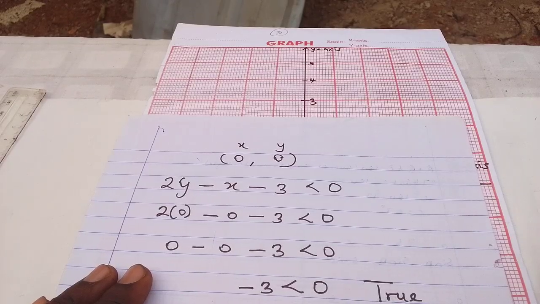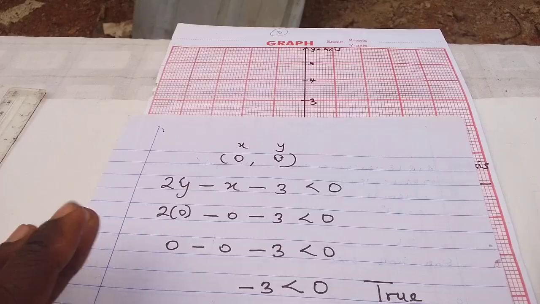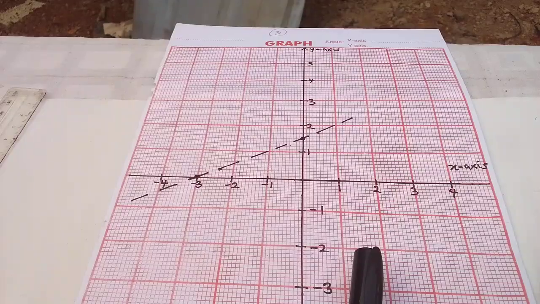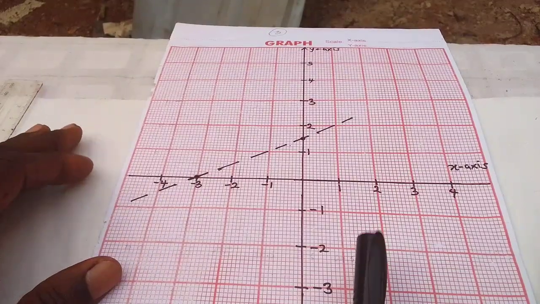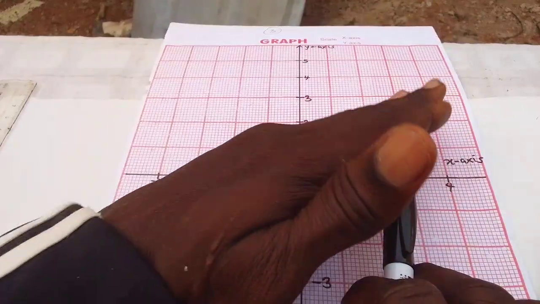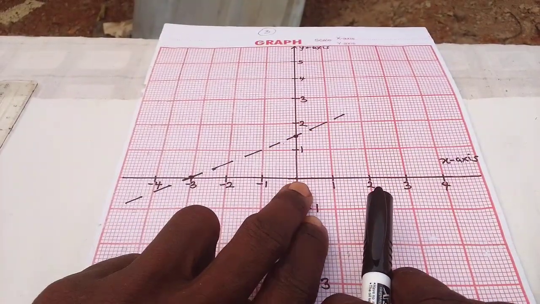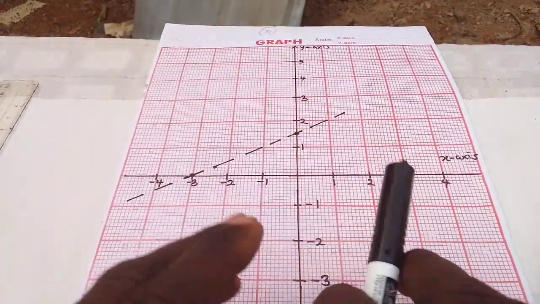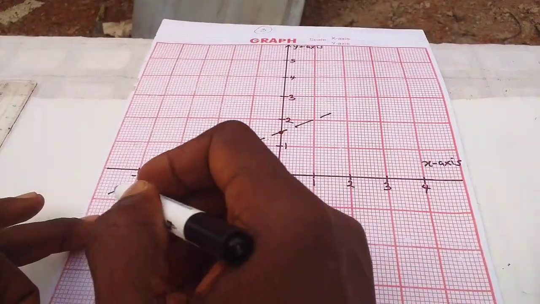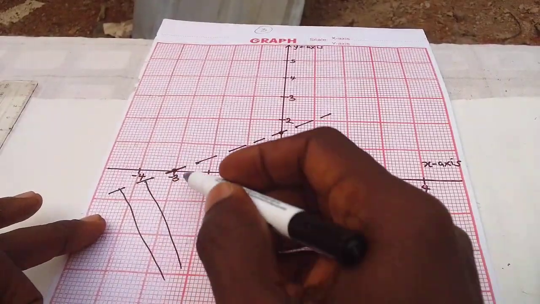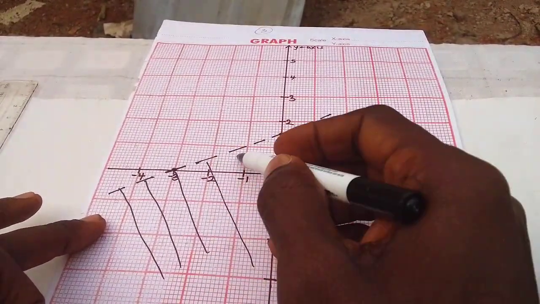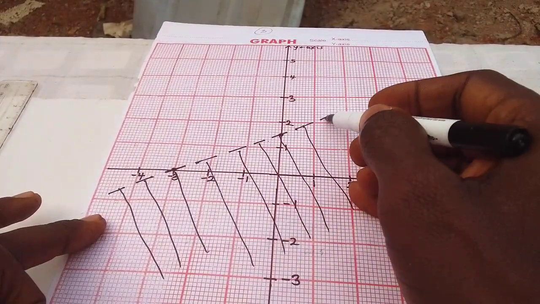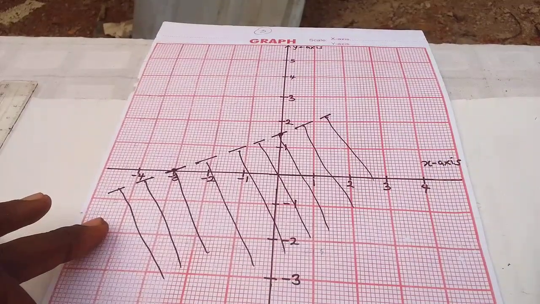Is it true that minus 3 is less than 0? Yes, this is true. Because it is true, and you are picking that coordinate from this lower part of this line, so because it is true that x is 0, y is 0 is here, and you are picking it from this side, you are going to shade this part of the graph. So this is the part that satisfies the equation. I hope it is clear.